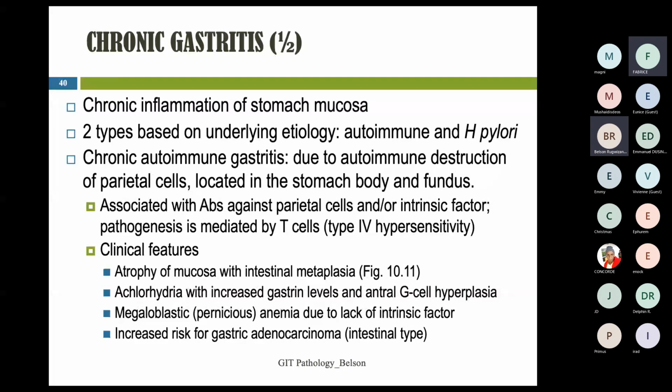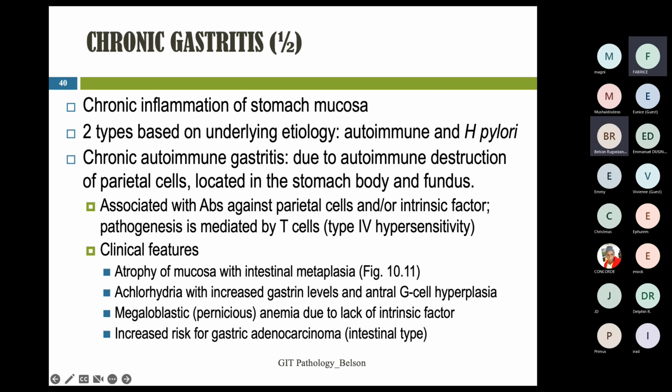So clinical features, there will be atrophy of the mucosa. Sometimes with intestinal metaplasia. So this figure, I have not put it. This is a histology. So there is achlorhydria. So means there is no production of the chlorhydric acid. And there's increased gastrin levels and antral G cell hyperplasia. So these G cells, they are the ones producing gastrin. So that's hyperplasia, you know, it is increasing the number of cells. So if these cells have increased in number, then they will also produce more hormone.